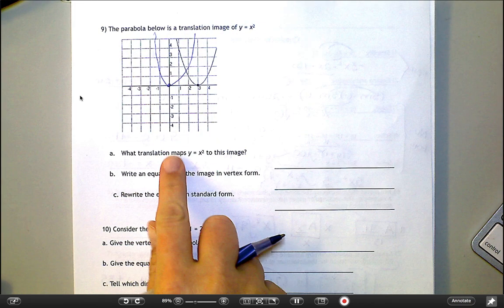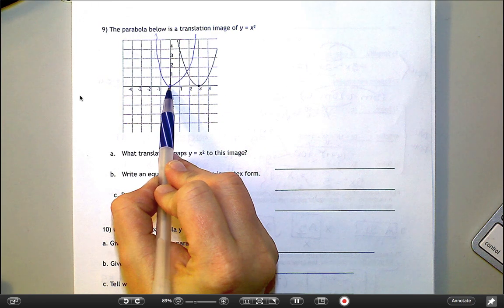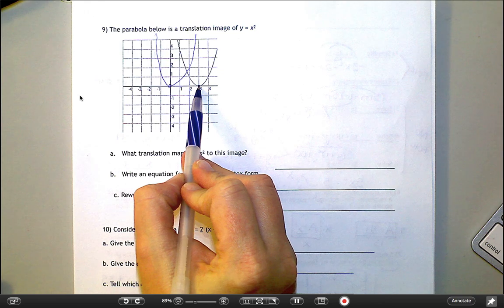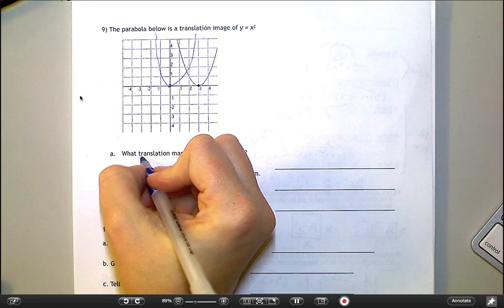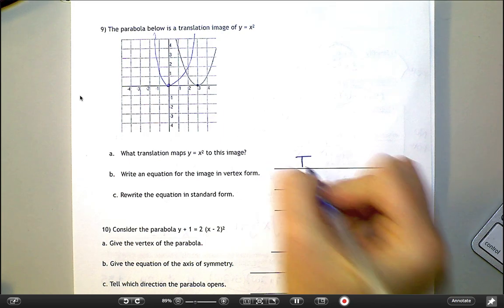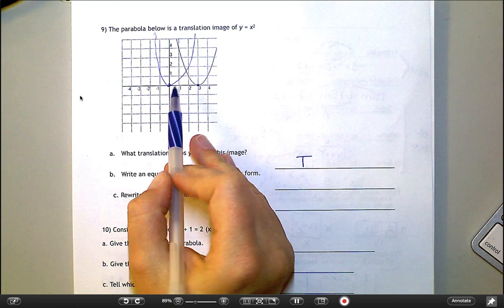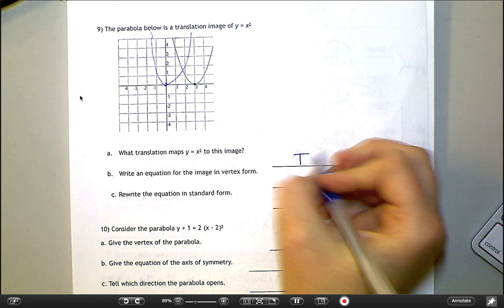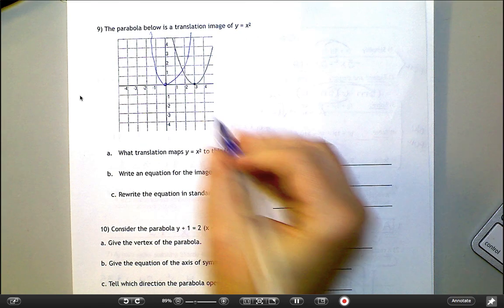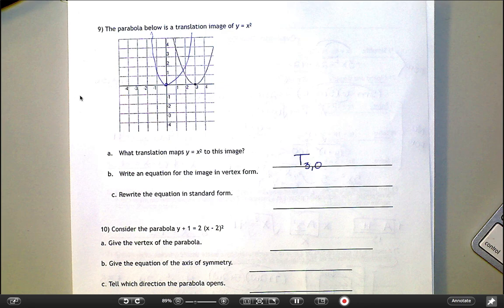So when I say what translation, I'm asking what translation would I need to move from this guy over to this guy. And this is how we write translations. We always write it with a T, and then we give coordinates. We say how far to the left or right and how far up or down. So on this one, we move 3 to the right, and 0 up and down. So it would just be T and then (3, 0). That's the format that you would put your answer in for the translation.